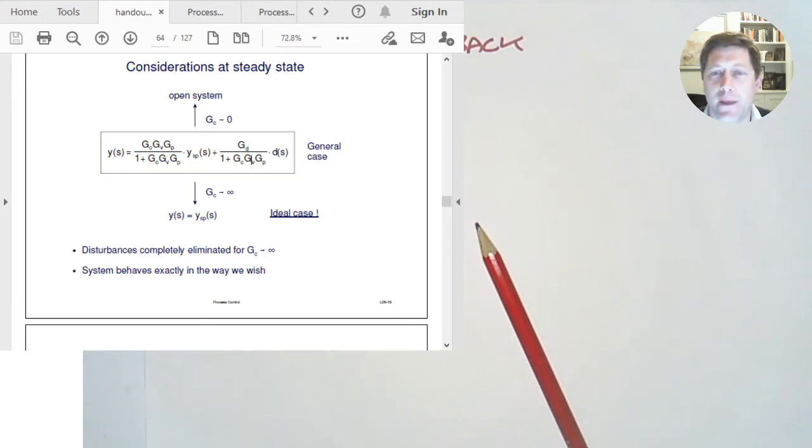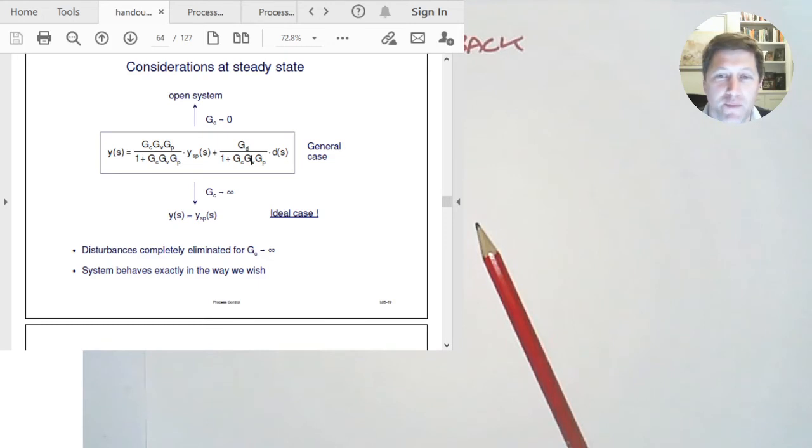Here, if GC tends to infinity, then the bottom of this transfer function will get bigger and bigger, whilst the top stays the same, it's just GD. So this transfer function is going to get increasingly small, and in the limit will disappear. Now that looks like great news. It's the ideal case. It would leave our output ys simply equal to the set point.